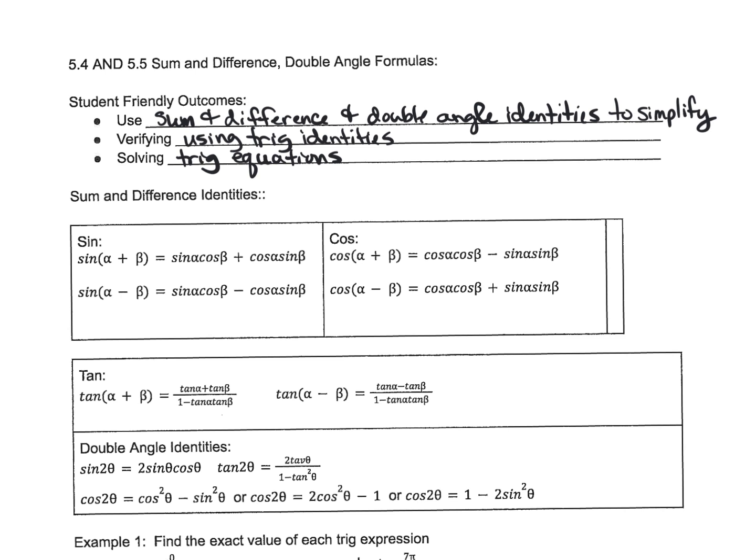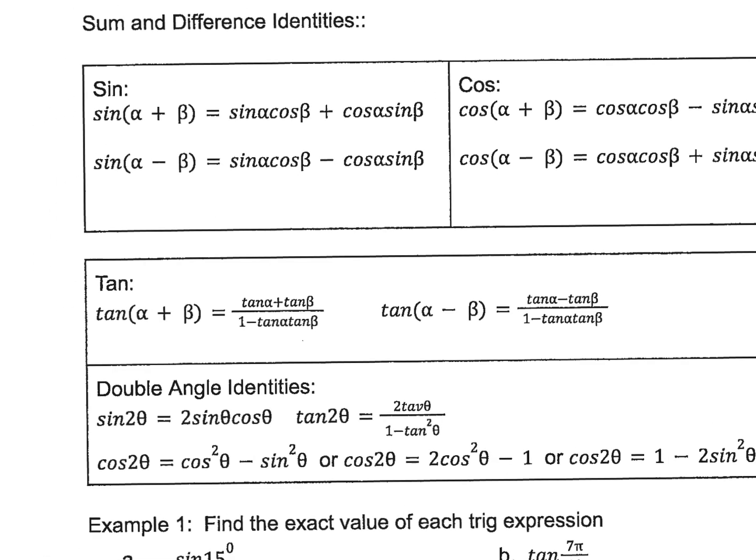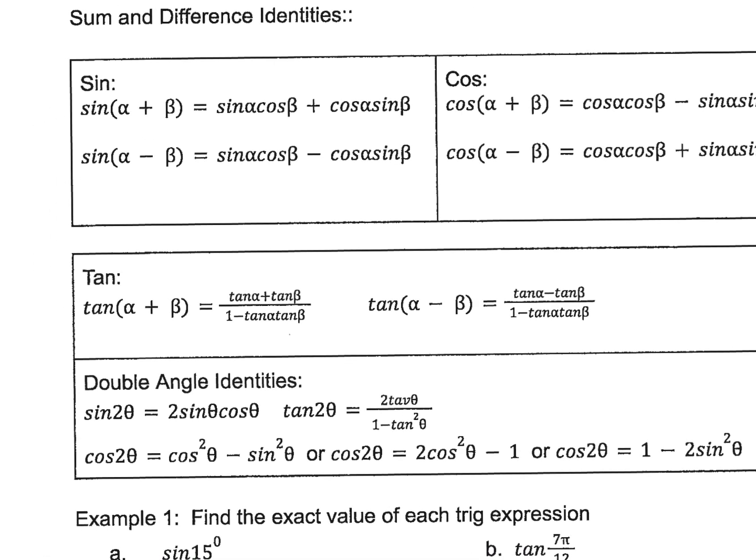we use sum and difference to help us solve sine, cosine, or tangent for angles that don't appear to be on the unit circle. But we can actually make them out of angles that are on the unit circle by adding or subtracting values. Notice that if we take sine of alpha plus beta, that's angle alpha plus angle beta. That is the same as sine alpha cosine beta plus cosine alpha sine beta.